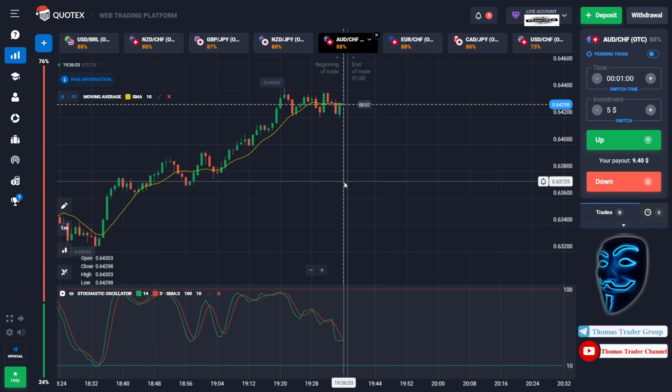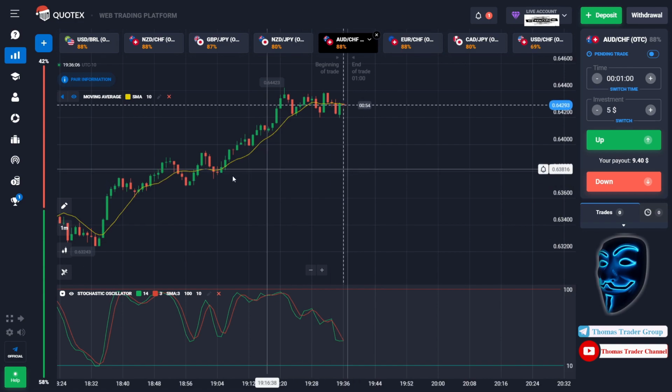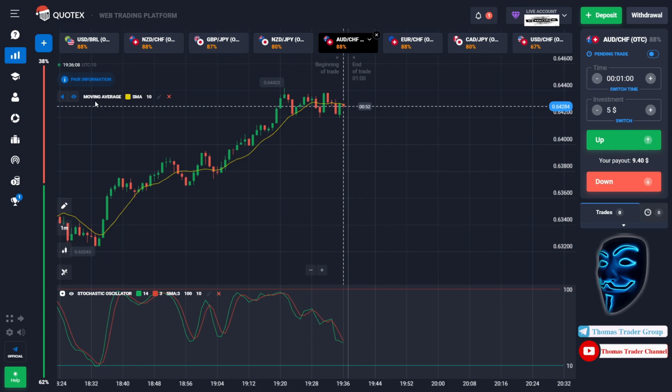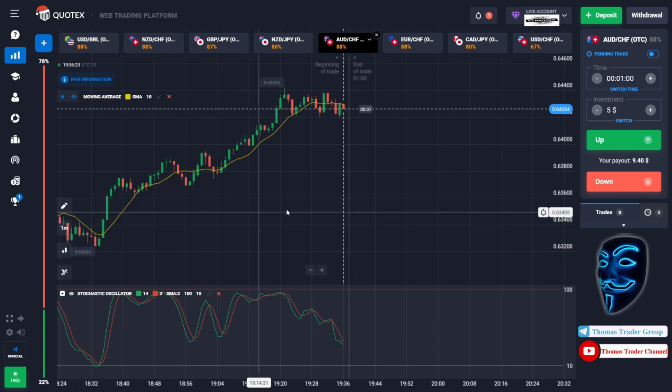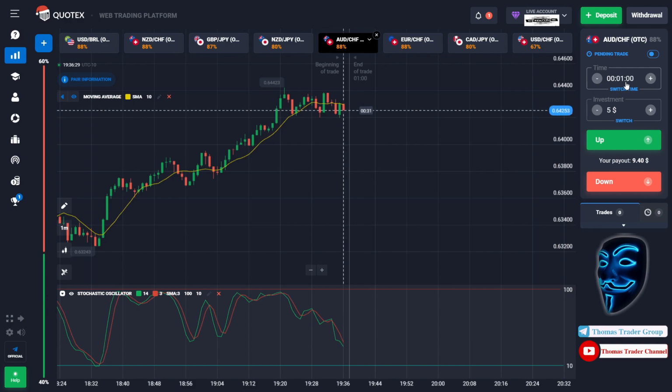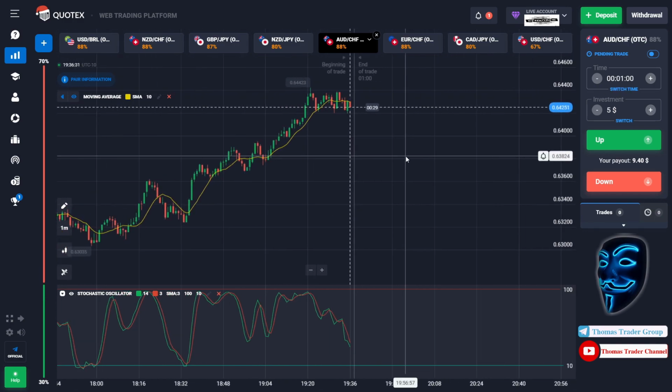Let's start our trading session for today. Today we are using two indicators. The first indicator is moving average, which is the yellow line over here, and the second indicator is stochastic oscillator. And today we are using 1 minute time frame for the candlestick, and we are going to start with $5 investment. We are going to open the position in 1 minute time frame. Let's find the market.